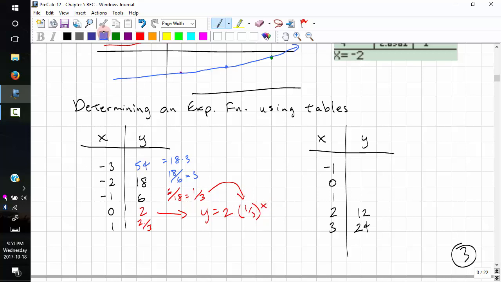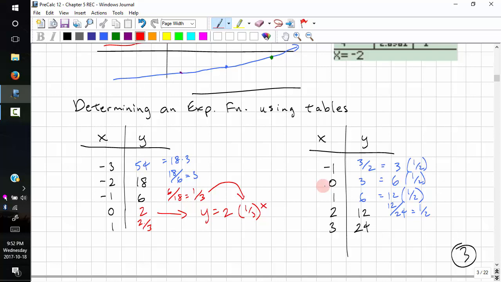Okay, let's do that again. So in this direction, it's 12 divided by 24. That equals 1/2. 12 times 1/2, that equals 6. Now we take 6 times 1/2, that equals 3. And then we do 3 times 1/2, that's just 3/2.